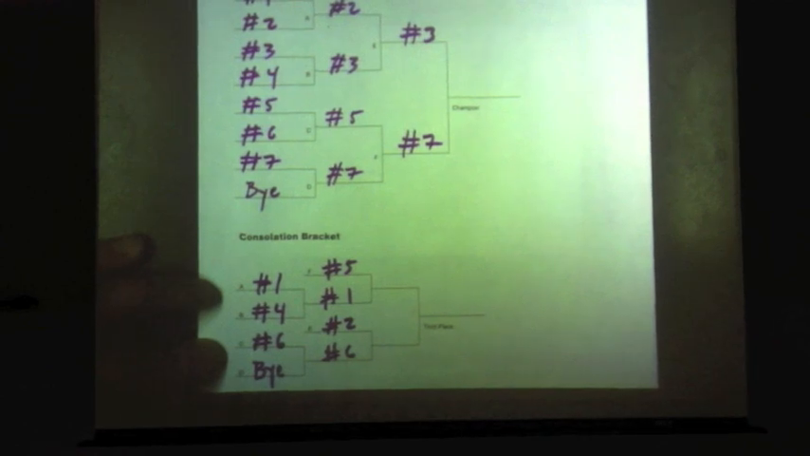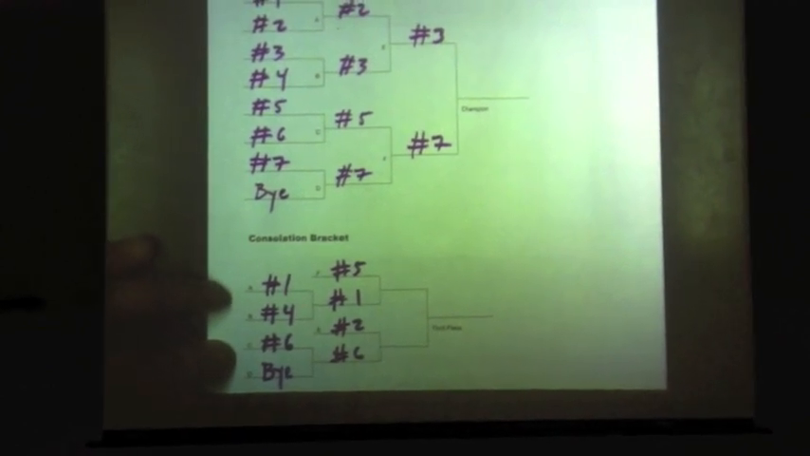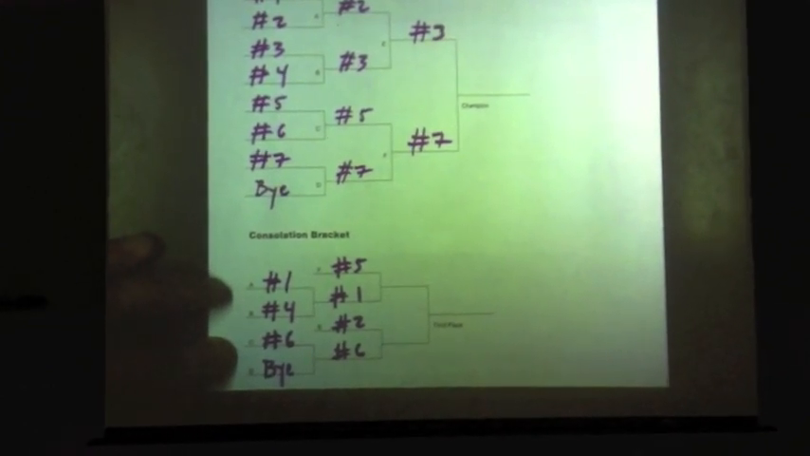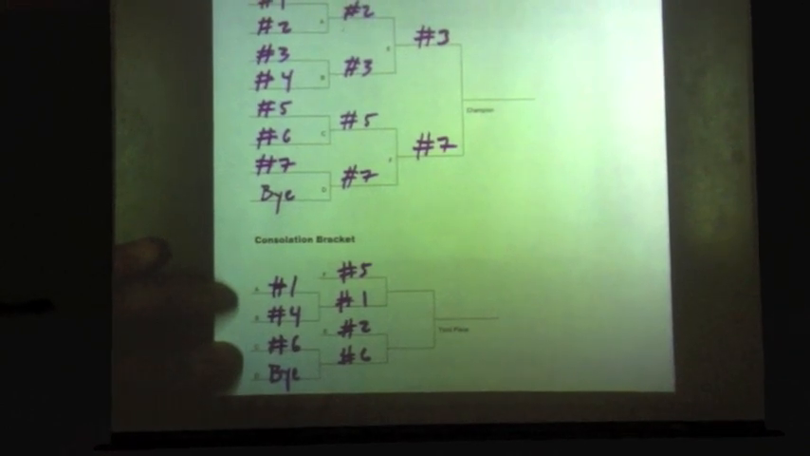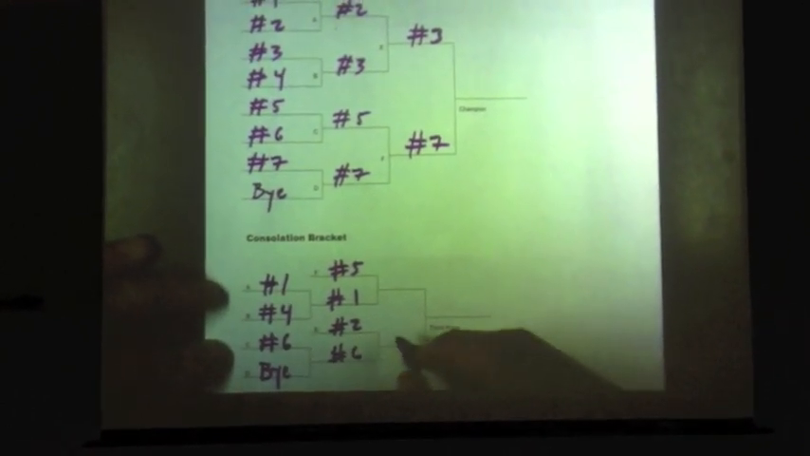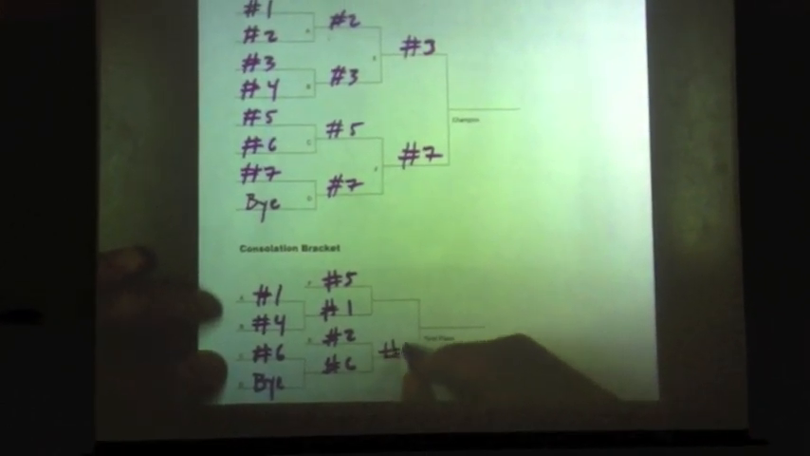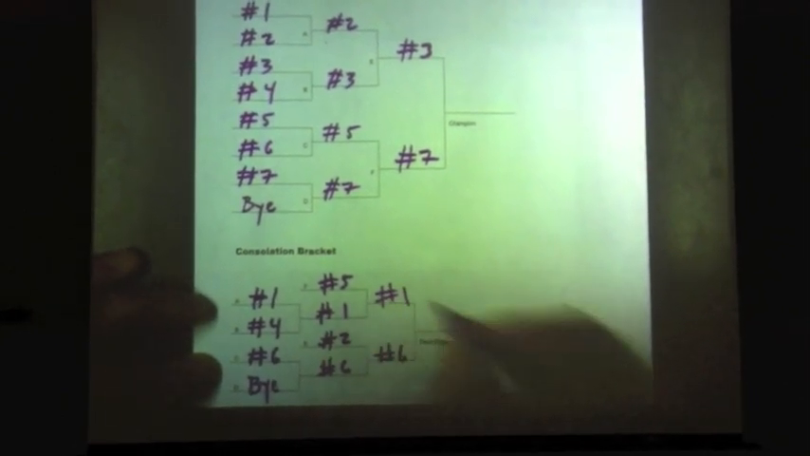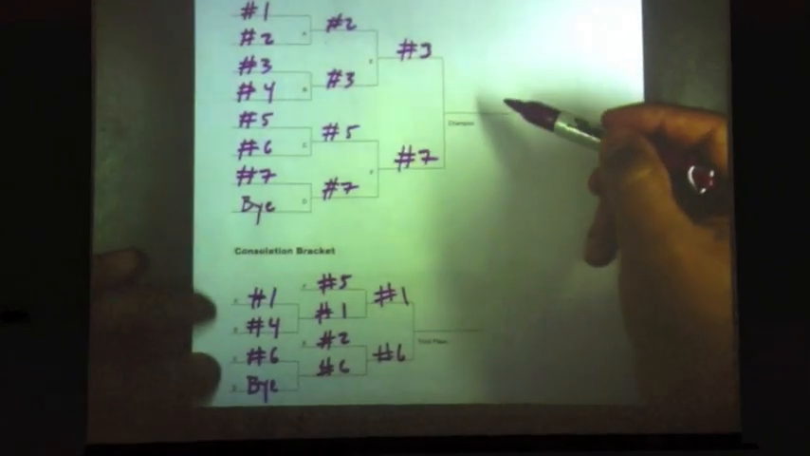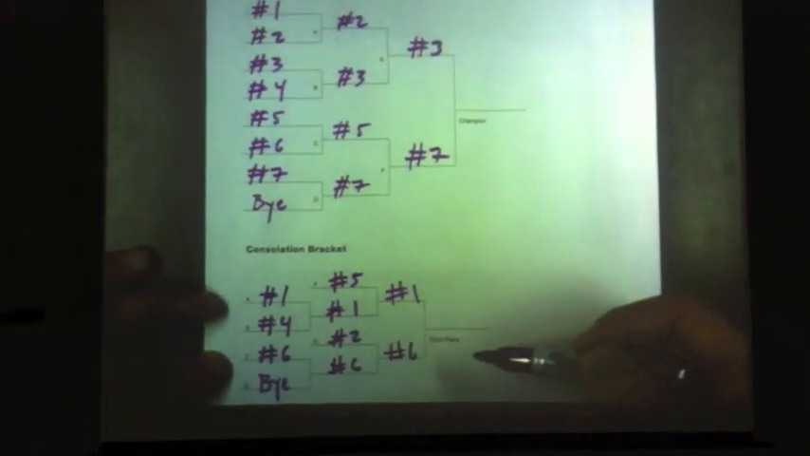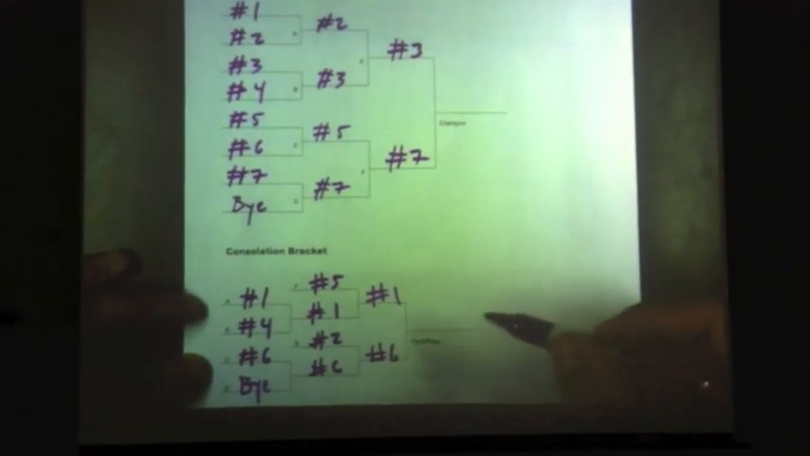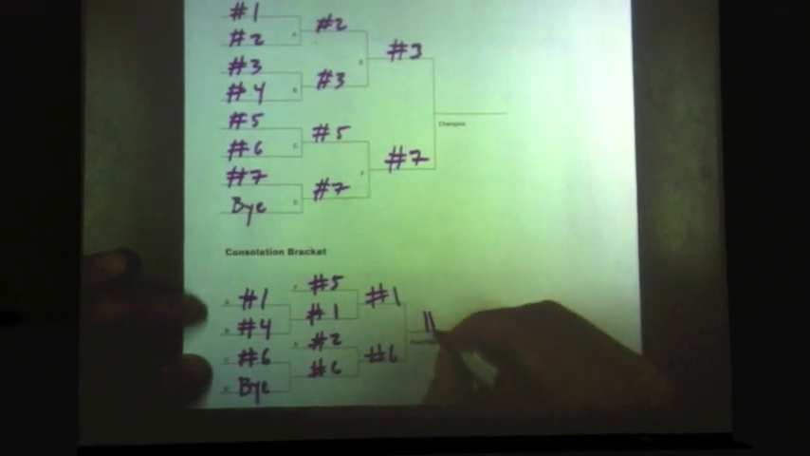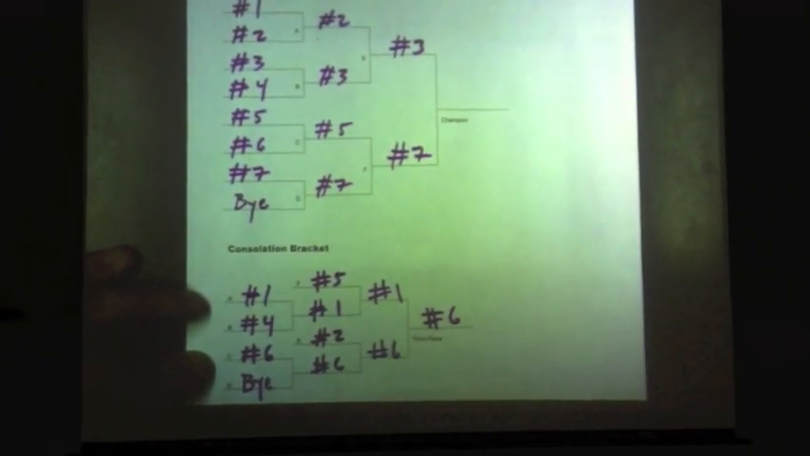All right, I always like to run everything to the finals before I actually do the championship finals, which is my preference. So we'll go ahead and do 2 and 6 fight. We'll say number 6 wins, 1 and 5 fight. We'll have number 1 win. So now we have the championship finals ready, the consolation bracket finals ready as well, and we'll go ahead and have these guys fight. Say number 6 wins that bracket.